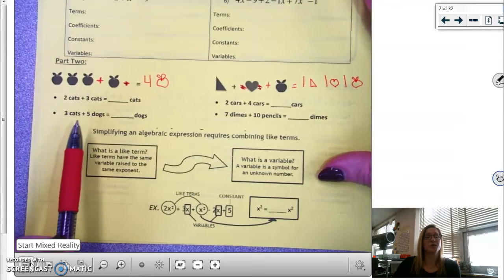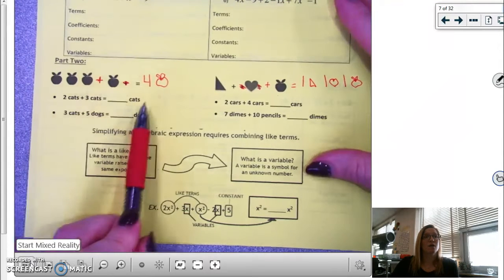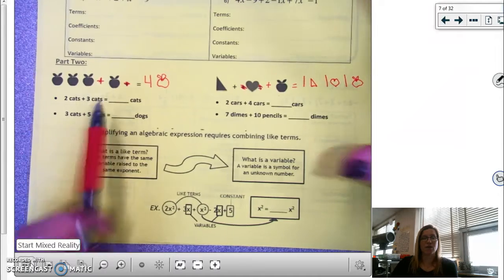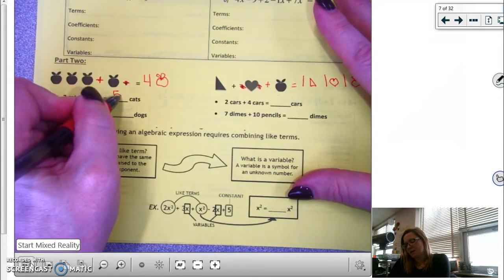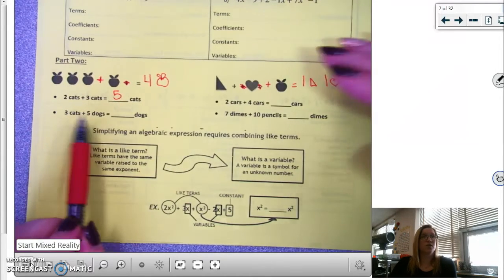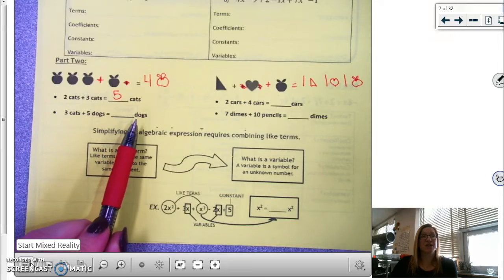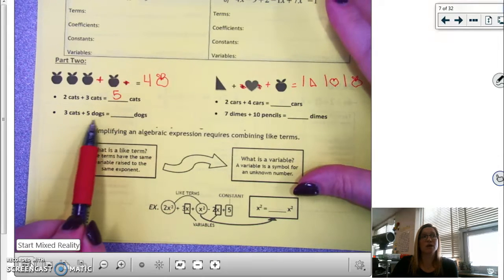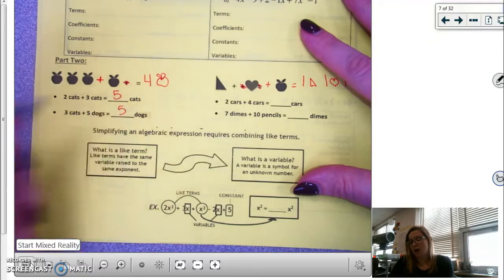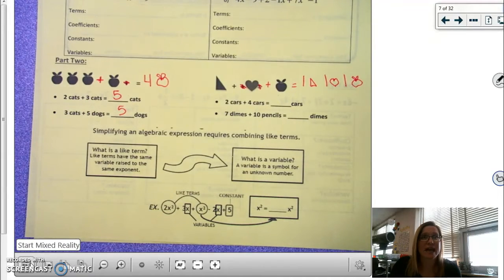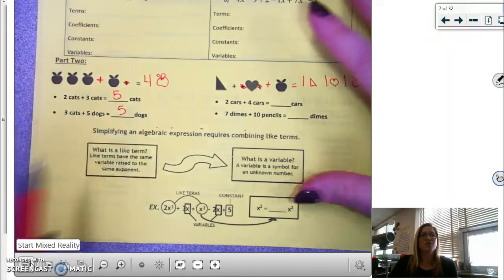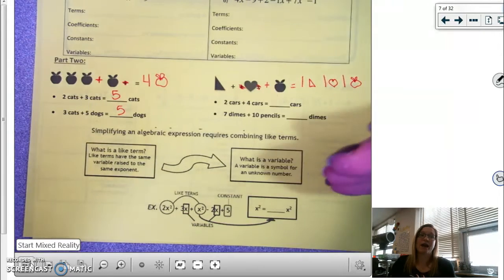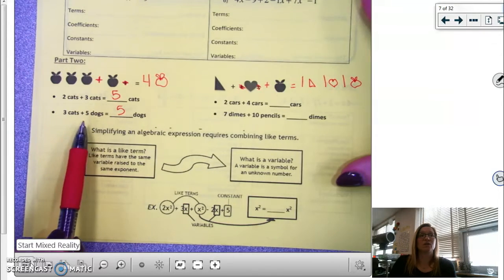So if you look at the next couple examples, what can I combine? Well, if I just want to know cats, can I combine the 2 cats and the 3 cats together? Of course, that would be 5 cats. Can I combine 3 cats and 5 dogs? How many dogs would I have? Well, I don't really care about the cats. I only care about dogs. So in this case, I only have 5 dogs. And I can't have 8 cat dogs. That doesn't make any sense. So I'm making sure that I'm only identifying and combining what I have. If I can't combine it, then I leave it alone.